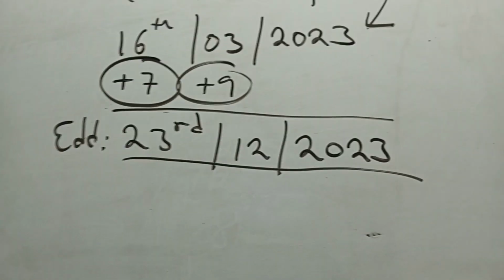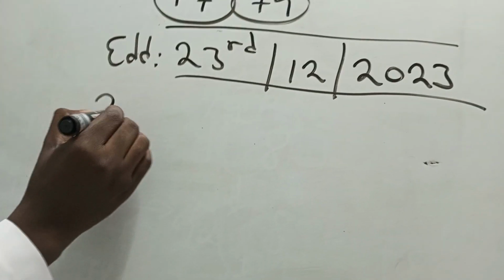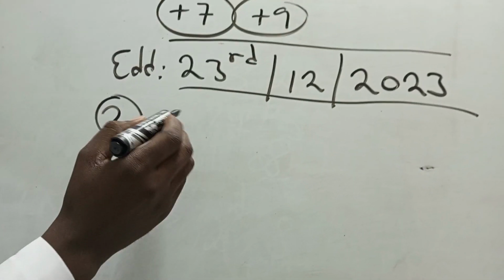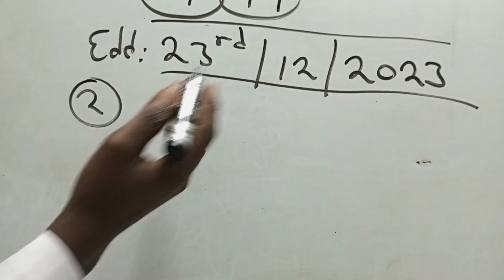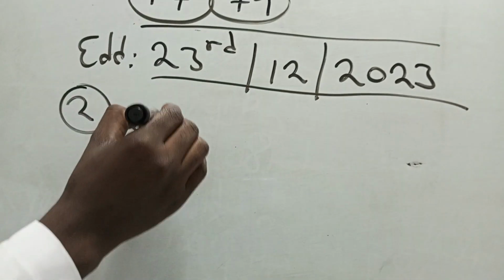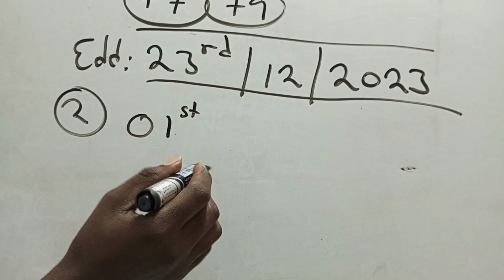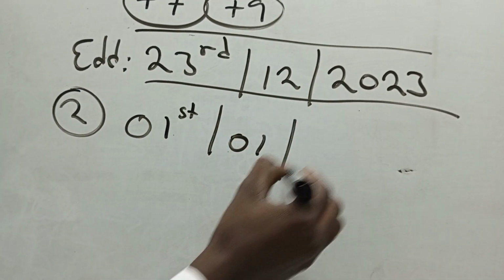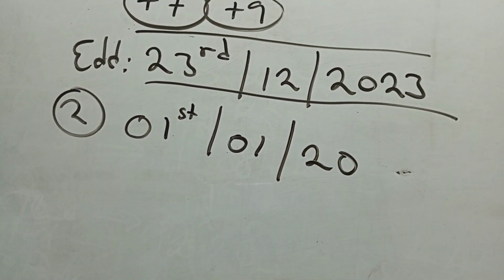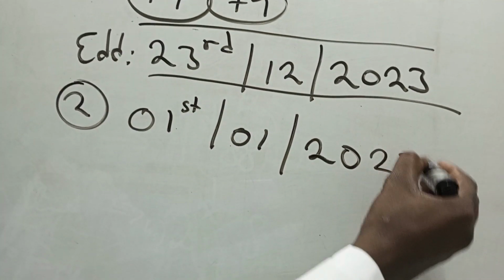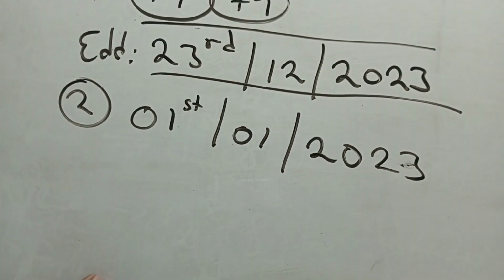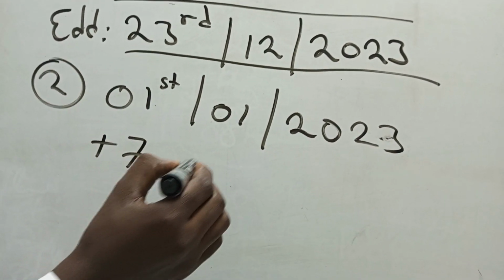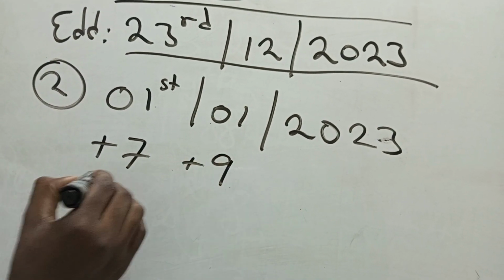Let's look at the second example. Now, in the second example of this same approach, this woman has come telling you that the LMP, the first day, was on 1st January 2023. She has given you this date. Now, according to the principle, you need to add 7 to the days and 9 to the months.